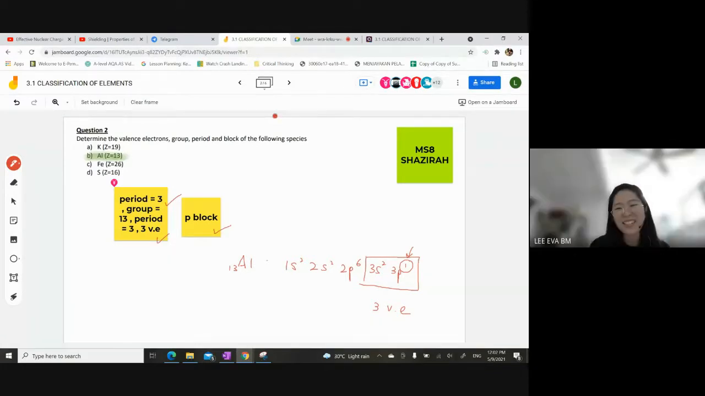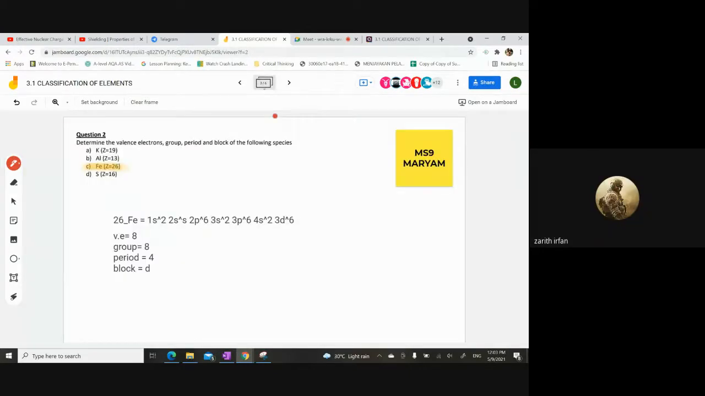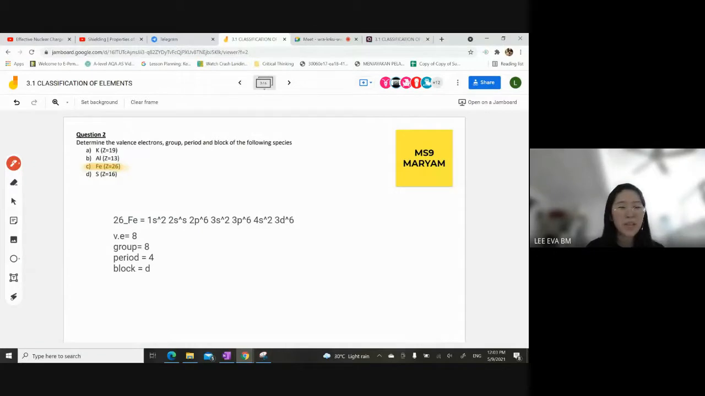Okay? Right. One more thing about here is the group. Since we have 3 valence electrons and it's located in block P, ingat kalau block P, dia start daripada group 13 sampai group 18. So 3 valence electrons, group 13. Boleh ya? Boleh, madam. Okay. Nabil, you want to explain about this one?